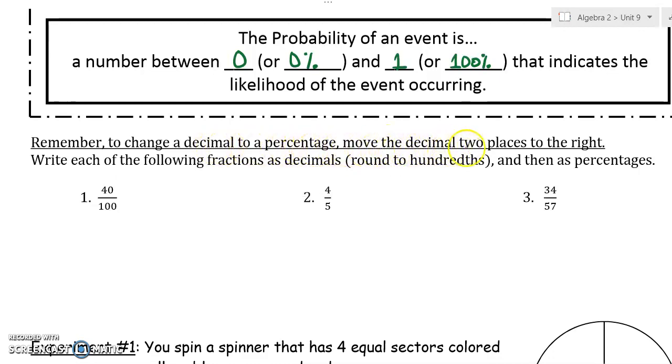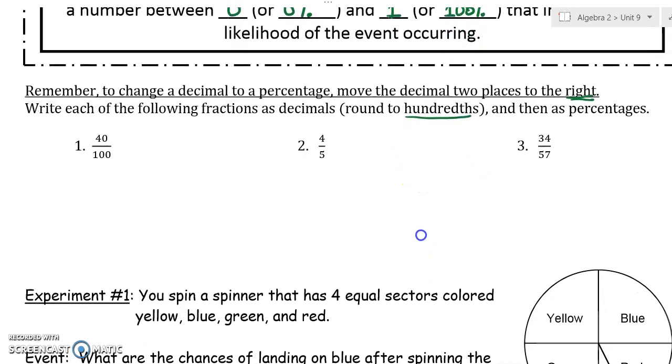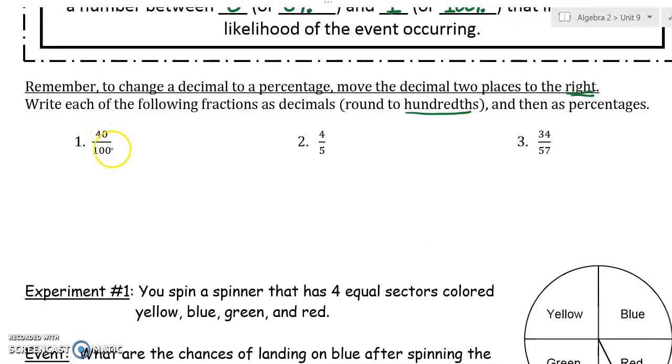Now, just a quick reminder that today we're going to change some decimals into percentages. We do that by moving the decimal 2 places to the right. It says, write each of the following fractions as decimals, round to hundredths, and then as percentages. Remember, hundredths is 2 places after the decimal. When I type 40 divided by 100 in the calculator, I get 0.4, but since it's hundredths, I'm going to write 0.40. Then I'm going to move the decimal 2 places to the right, which gives us 40%. The decimal ends up behind the 0.